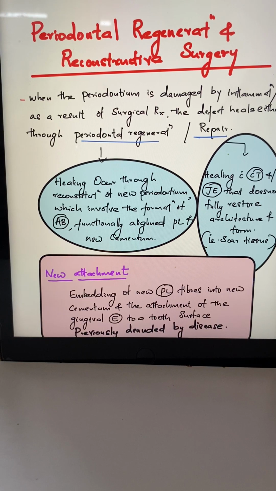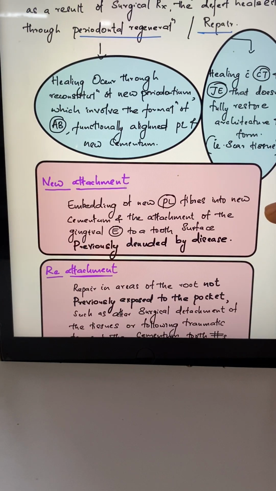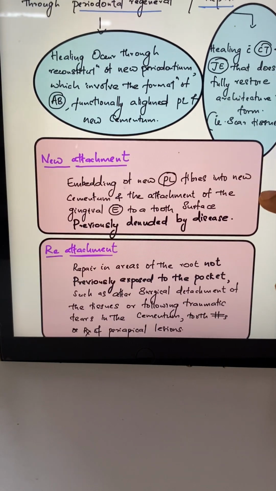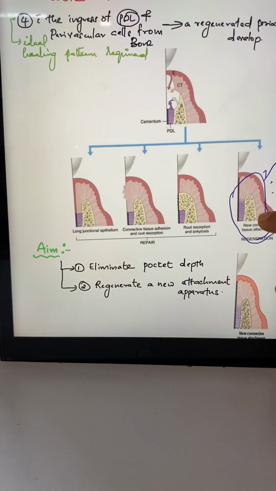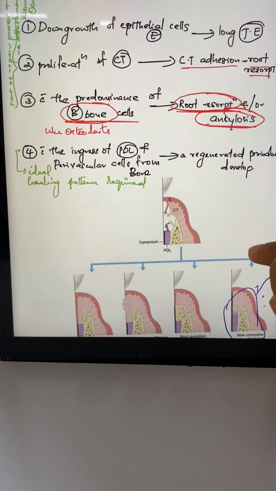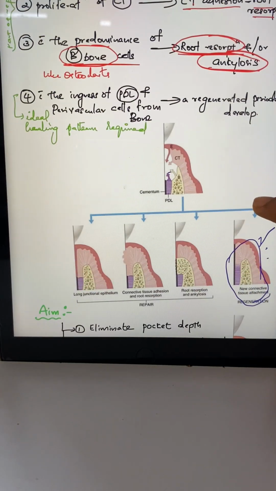Hi viewers, today let's talk about periodontal regeneration and reconstructive surgery. In the last video, we have discussed all the terms which were a little confusing. I hope you're clear with these terms. Now let's see the healing patterns, how they occur in the case of a periodontal wound.